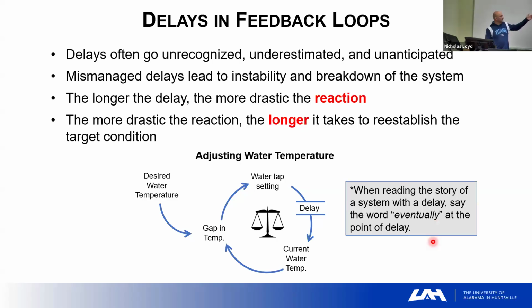So when you're reading a systems diagram, you state the variable, my desired water temperature. Then anytime you see an arrow, in your head say the word influences. My desired water temperature influences my perceived gap in temperature, which influences if I turn the water tap setting, which direction. And then if there's a delay, add the word eventually. I turn the water tap setting and eventually it will reach my current water temperature, but not immediately.